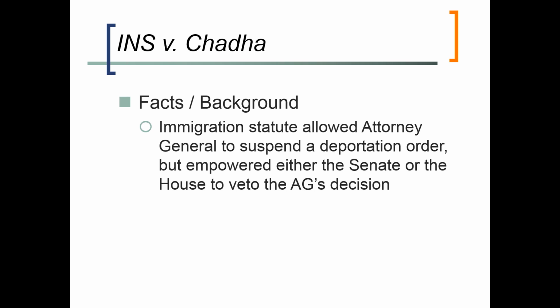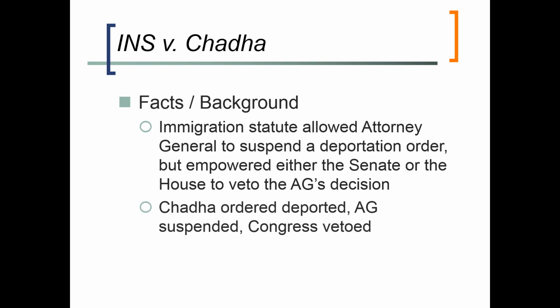So factually, we have this individual, Chadha. Chadha overstays his visa. He's deported. He goes through this process with the Attorney General's office, and the Attorney General believes that he satisfies all the criteria. The Attorney General suspends the deportation order, which would allow Chadha to remain in the country. But this comes to the attention of some members of Congress. They introduce a resolution to veto the Attorney General's decision.